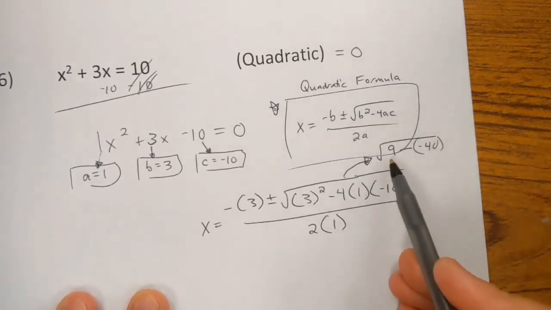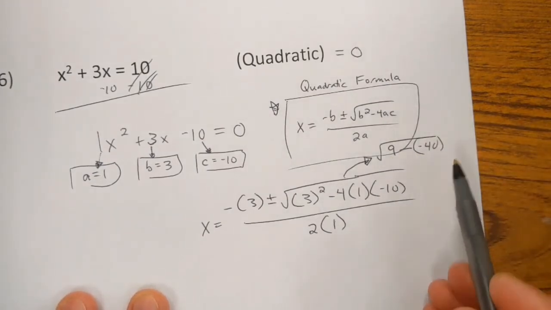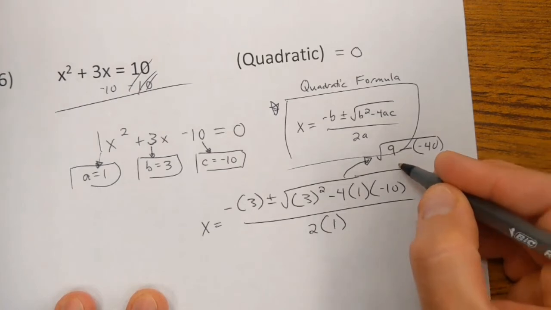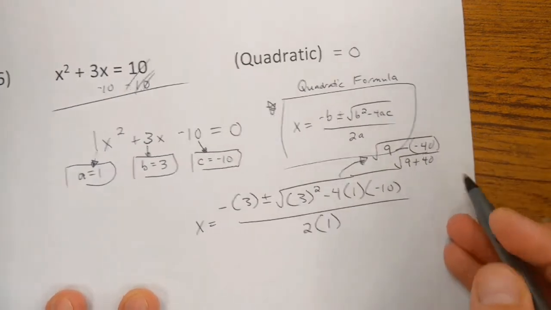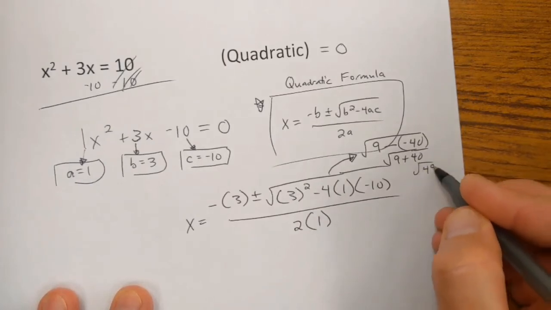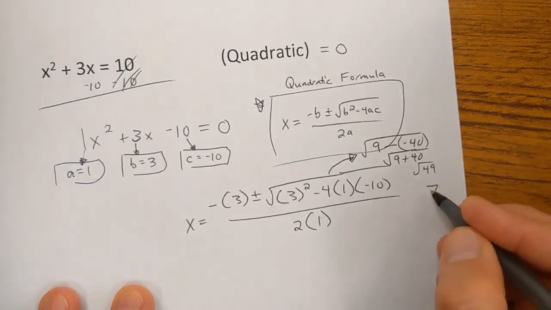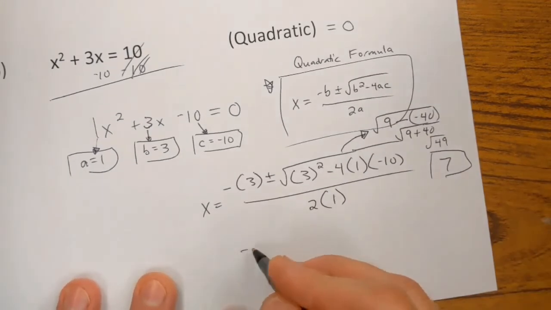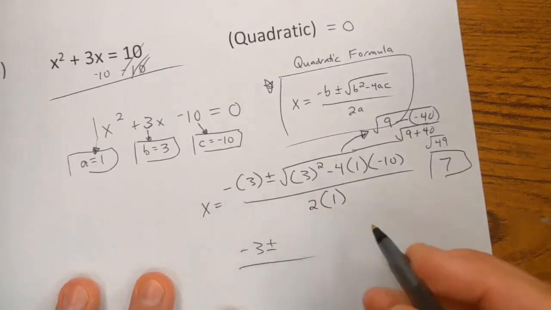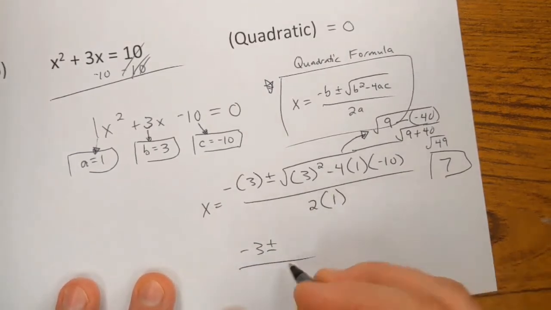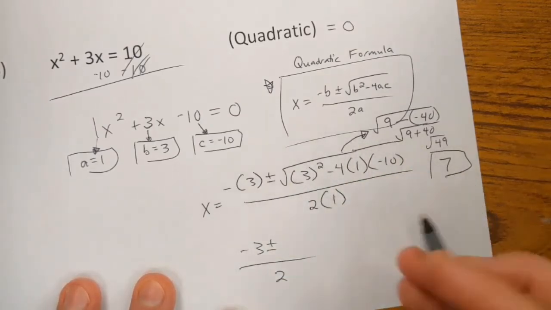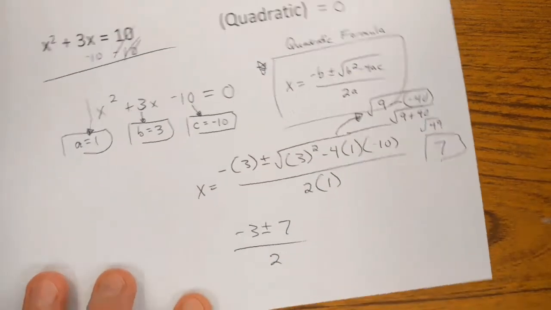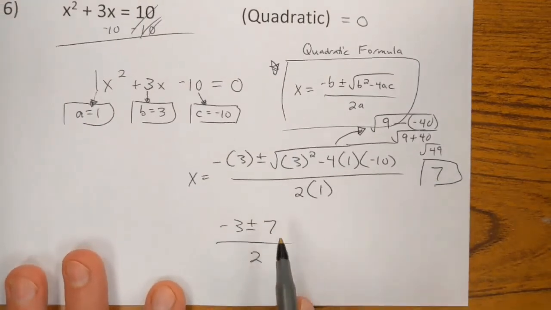Now, technically, this would read as 9 minus negative 40. Although, anytime you subtract a negative number, it's the same as adding them together. This is really just 9 plus 40. And the square root of 49 is 7. So what I do now is I go ahead and do this 2 times 1 here, which is just 2. So everything that was under this square root has now simplified to just 7. So I'm going to carry my 7 right here.